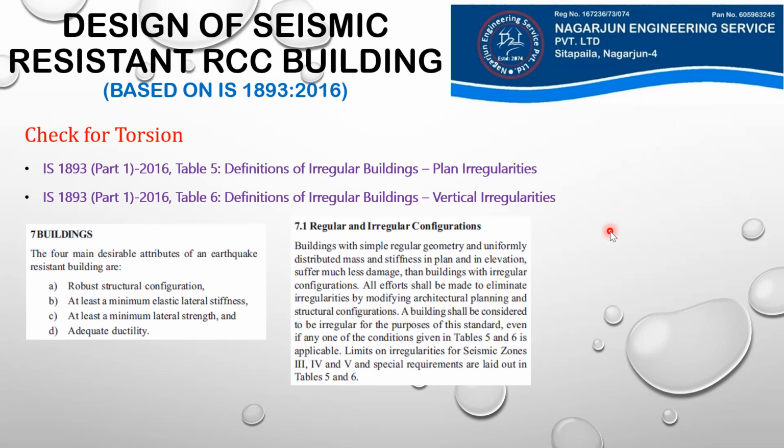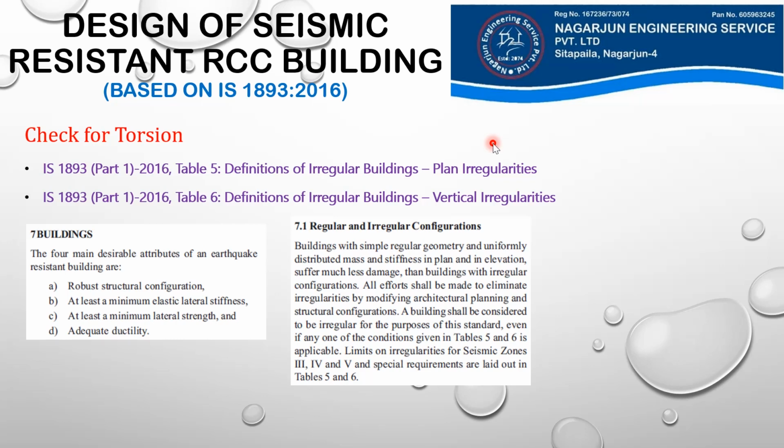Our first step to ensuring a regular configuration is always to alter our architectural plans and our architectural elevations. And many of the times that may not be possible. An architect who has designed the building may not express his wish or may not give permission to alter his plans and elevation. So we have to also see if we can make our building regular by changing our structural configuration. A building shall be considered to be irregular for the purpose of this standard even if any one of the conditions given in Table 5 and 6 is applicable, that is, conditions for plan and vertical irregularities.